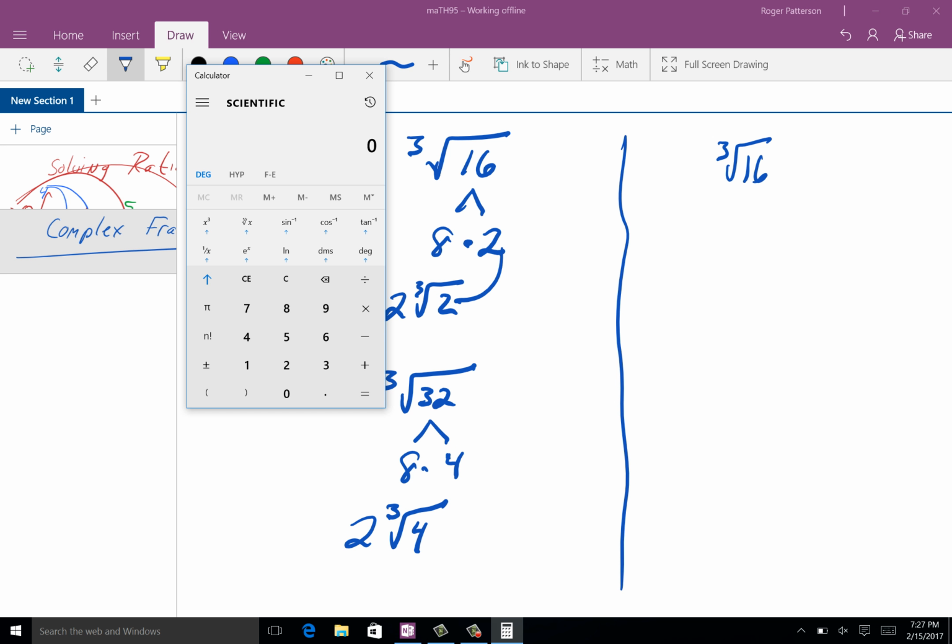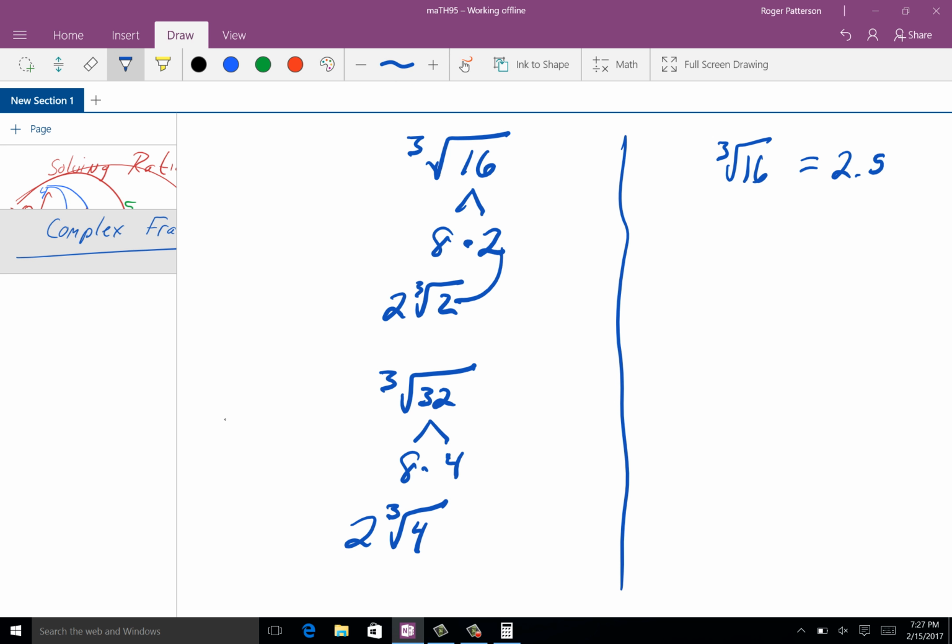Okay, so on here I think I have to push the 3 first, then that button, and then the root, I believe. Nope, it has to be the other way. So 16, that button, 3, enter. There it is, 2.519, right? Yep. And I think you can also do it in decimals. I have to pull it up, but I know there's a way.